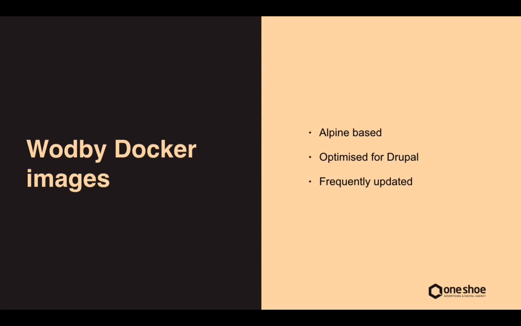First of all, it's Alpine Linux based. That means that it's the most compact Linux that you can get. With that, you can spin off a lot of containers, which will only take a small amount of space from your local machine. It's highly optimized for Drupal.